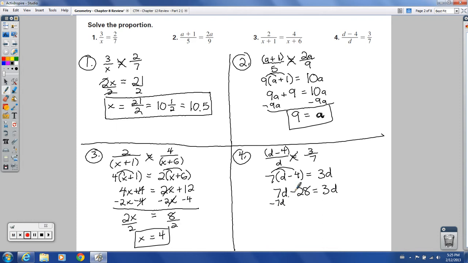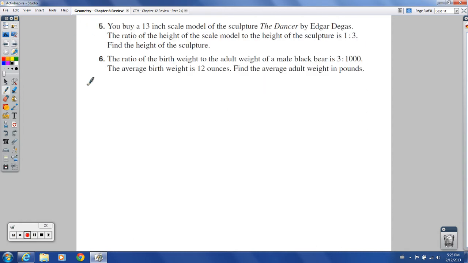This one, it looks like it'll save me a step if I do it this way rather than add 28 and subtract 3d. That's another possibility, but I'm going to subtract 3d and divide by negative 4 now instead. A negative divided by a negative will make a positive, so 7 equals d. So those all check out. Let's move on to the next couple of problems here.